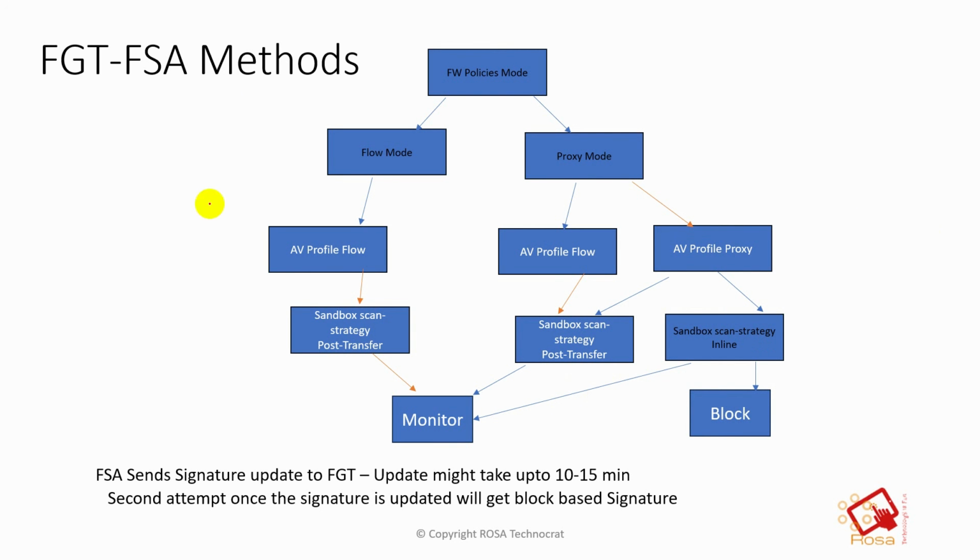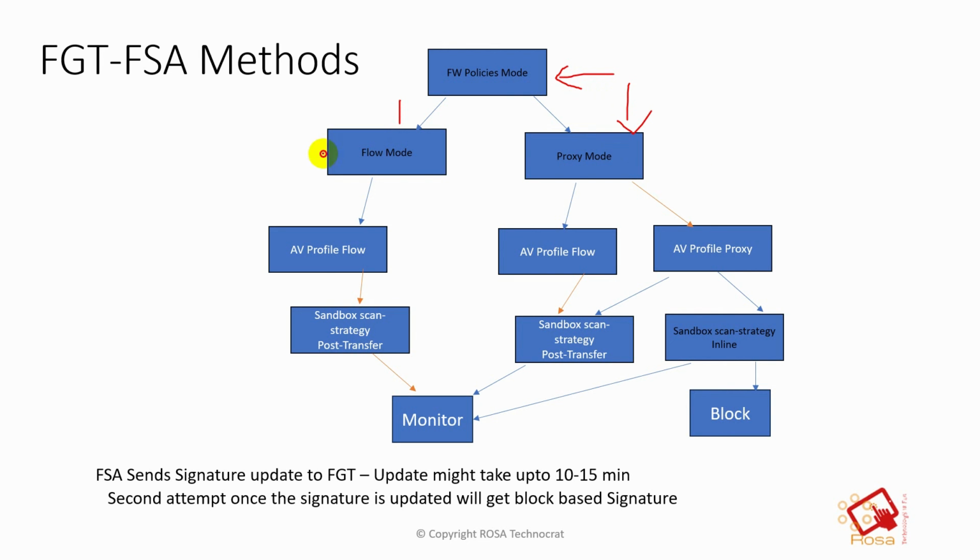In my previous video, I had told you about firewall policy mode. So there are two types of security policy mode or firewall policy mode. One is flow and one is proxy. So this FortiSandbox or AV profile works differently in both the modes.